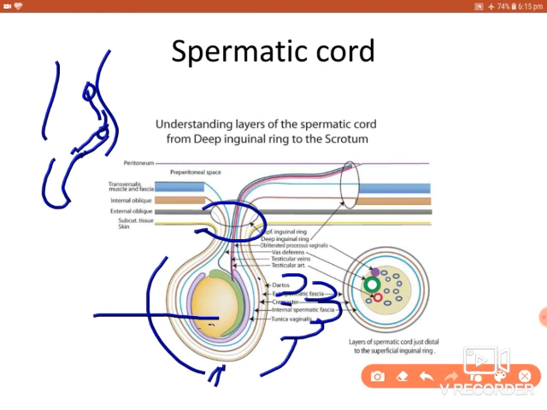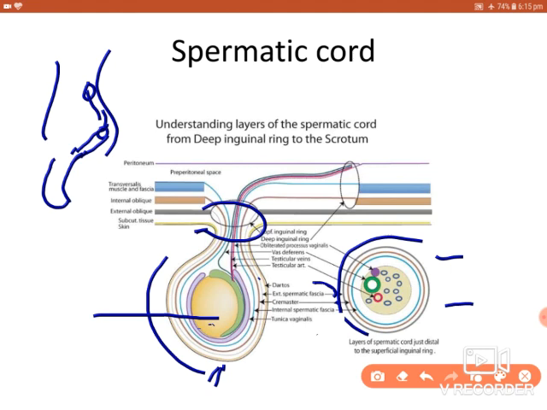So here you can see the cross section of the spermatic cord. This is the spermatic cord. Its coverings are, here you can see, the internal spermatic fascia.